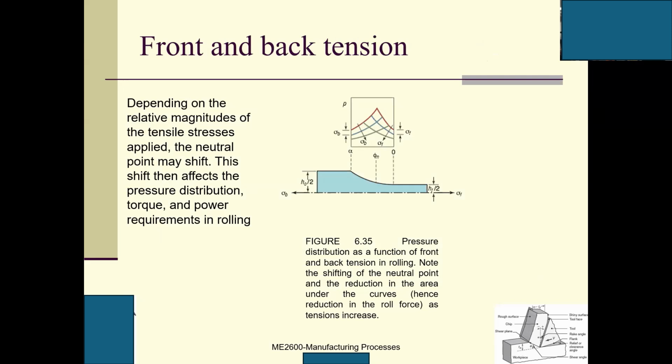So here's the front and the back tension. Depending on the relative magnitude of tensile stress applied, the neutral point may shift. And this shift then affects the pressure distribution, torque, and the power requirement in rolling. It depends on the relative magnitude of tensile stresses applied. Tensile stress, you pull it. How big a force do you apply to pull it? This is what this figure says.